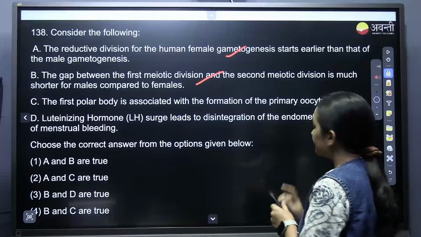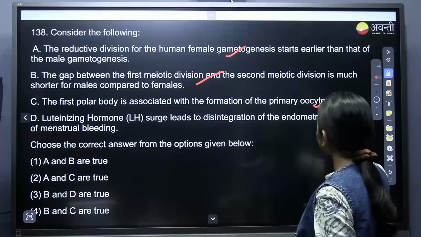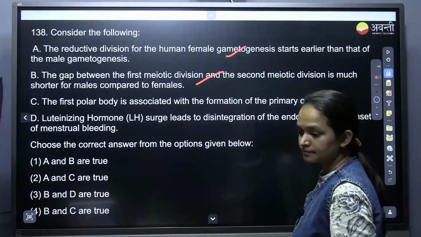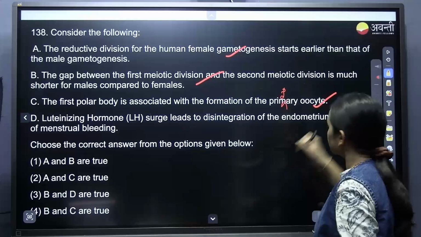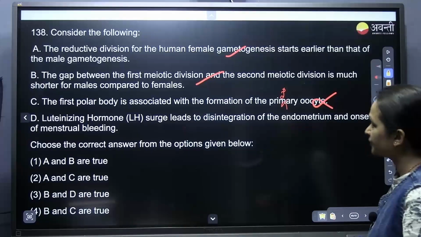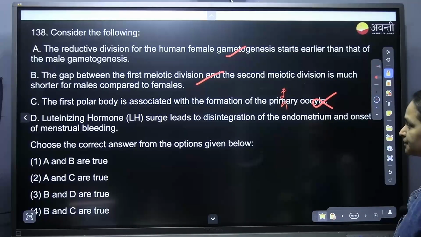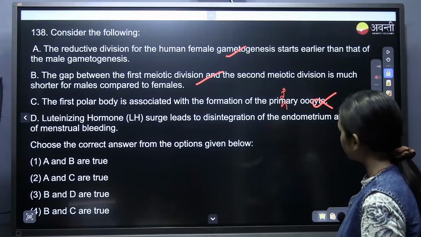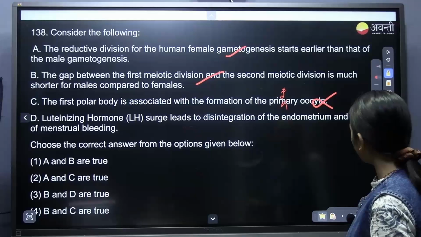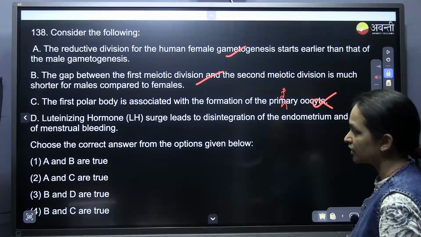No. It is associated with which oocyte, tell me? Secondary oocyte. So this is wrong. It is to the secondary oocyte. Luteinizing hormone surge leads to the disintegration of the endometrium and the onset of menstrual bleeding.